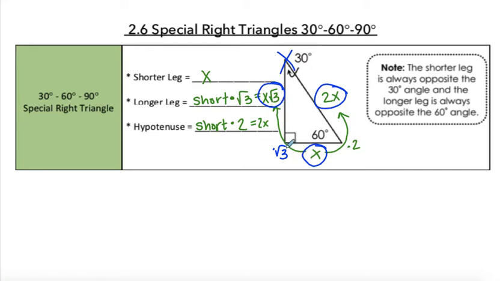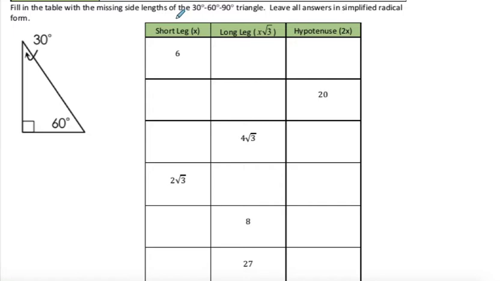If I go the other way, divide and then multiply. So this is the pattern we have here. It's x radical 3, and 2x for the 90. So let's look at a chart to put this together. We have short leg x, times radical 3, 2 times x.